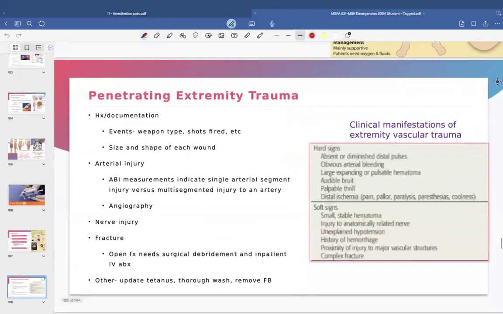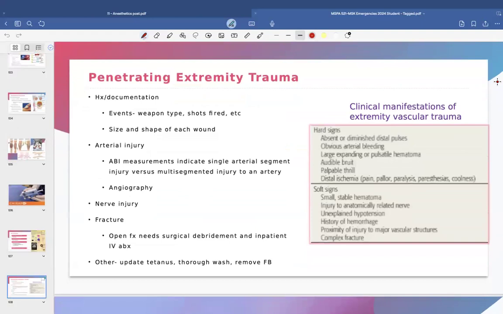Penetrating traumas, document. Update their tetanus, make sure you're removing any foreign bodies. One thing I'm gonna say for this one is, we don't really go after gunshot wounds. Why don't we go after gunshot wounds?